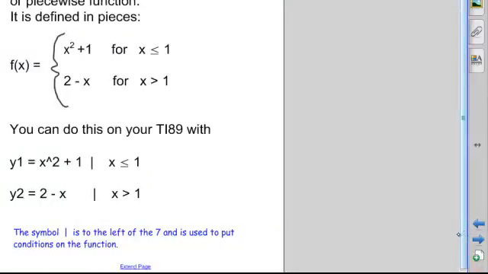Now, this is a piecewise defined function, defined in 2 parts. X squared plus 1 for x less than or equal to 1, 2 minus x for x greater than 1. And you can do this on your T89 with these commands. Notice this big vertical bar, that's the width symbol, that's to the left of the 7. And you can use it to put conditions on your calculator. Notice you got the greater than less than on your calculator right in the front space there, but to get the equals, you have to hit the diamond key, and then the greater than or the less than to get it to be greater than or less than equal to.